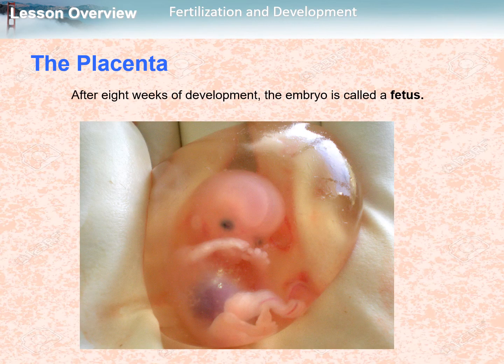After 8 weeks of development, the embryo is now called a fetus. The picture is an example of a real fetus inside the amniotic sac. By the end of 3 months, most of the major organs and tissues are fully formed. The muscular system is well developed. The fetus may begin to move and show signs of reflexes. The fetus is about 8 centimeters long and has a mass of about 28 grams.